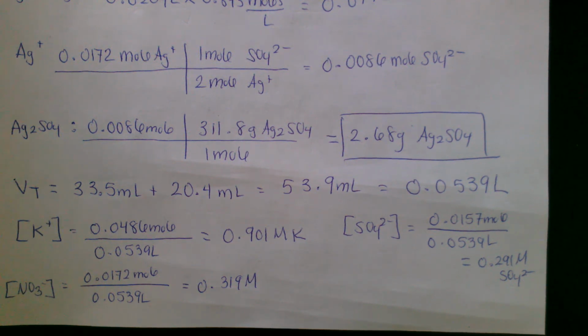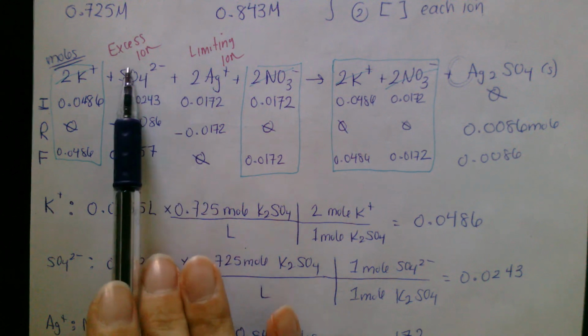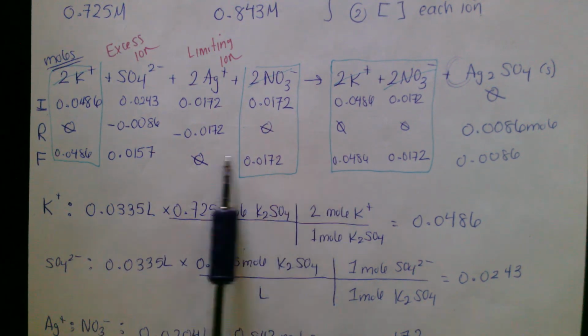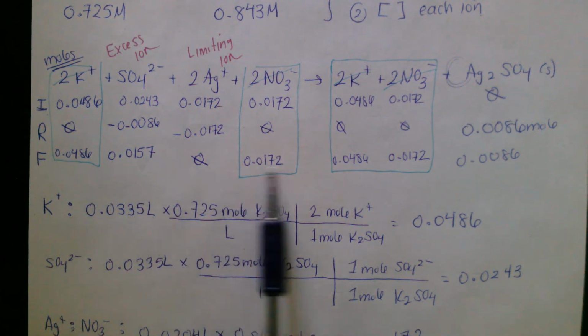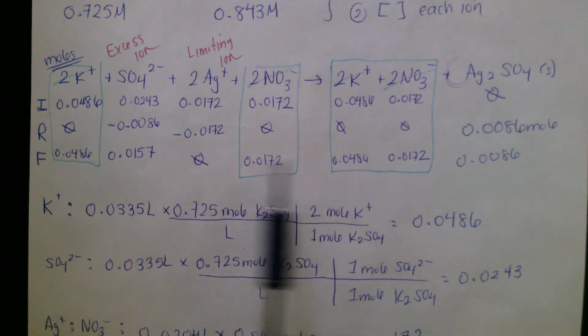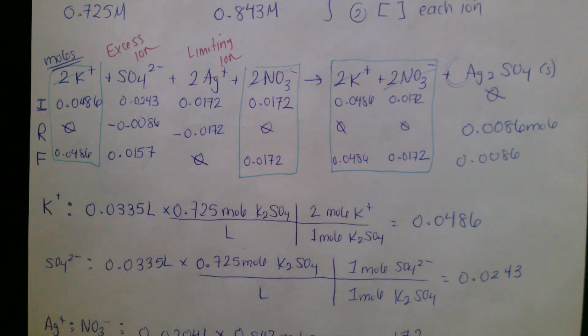Now, instead of having limiting reagent and excess reagent, it's more appropriate to think of, like we had here, limiting ions and excess ions. And then the other ones like we had here turned out to be our spectator ions. So we had ions involved in the reaction, and then we had spectators.